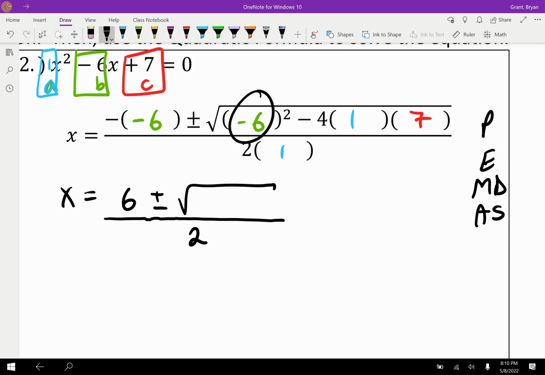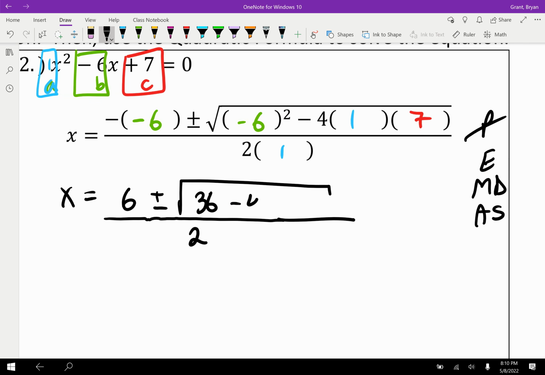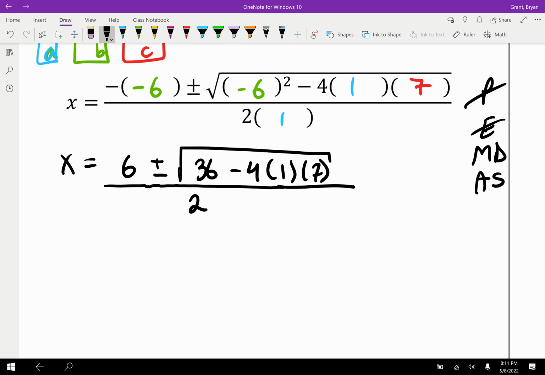There's nothing to do with negative 6, nothing to do with the 1, nothing to do with the 7. Down with parentheses. Exponent next. Negative 6 times itself, well, that's positive 36. Then I didn't give myself enough room. Good thing I can erase here. Minus 4 times A times C. Excellent. And now we're done with the exponent, so we're on to multiplication and division.